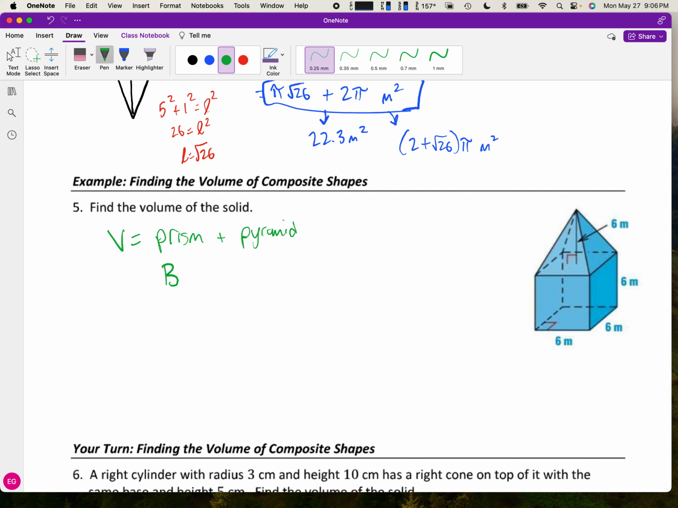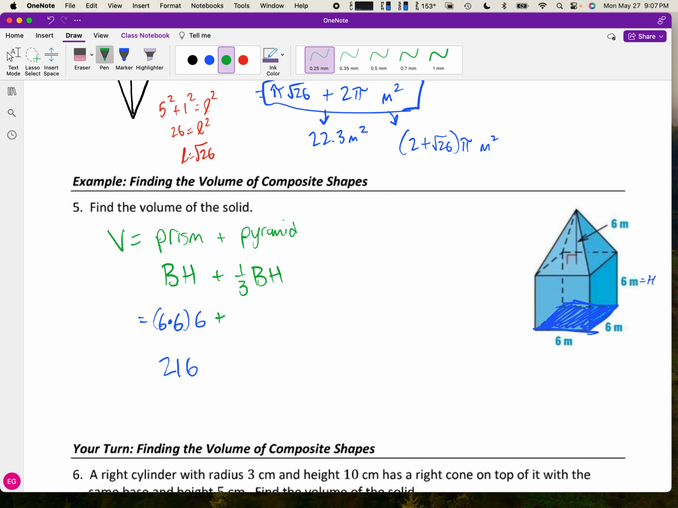And if we look at our formulas for prisms, it's base times height, where B is equal to the area of the base, and H is equal to the height of the prism. And then for our pyramid, it is going to be 1/3 BH, where again, B is the area of the base of the pyramid, and H is the height of the pyramid. So I'm going to try to color code this a little bit. For the base of our prism, it looks like it's going to be this shape down here. So that's going to be 6 times 6, and then the height of the prism itself is also 6. So I'm doing 6 times 6 times 6, which is going to be 216.